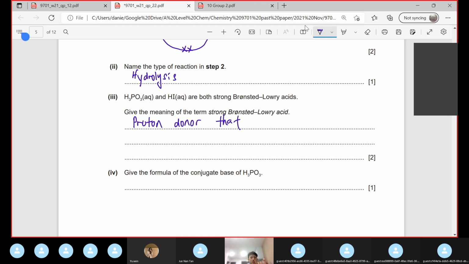Then the next mark is you need to explain about strong. So strong acid means what? It is able to fully ionize, or we say dissociate. Depends on you which term you want to use. Ionize in the water. 2 marks here: 1 mark goes to the proton donor and another mark goes to fully ionized in the water.